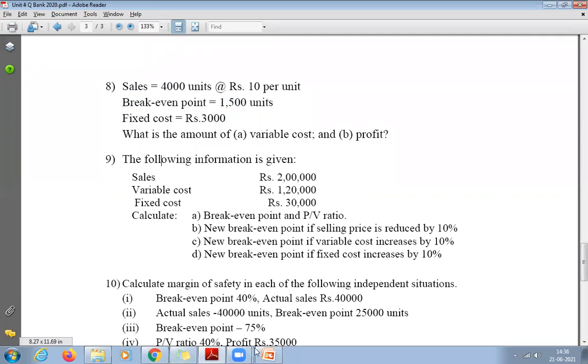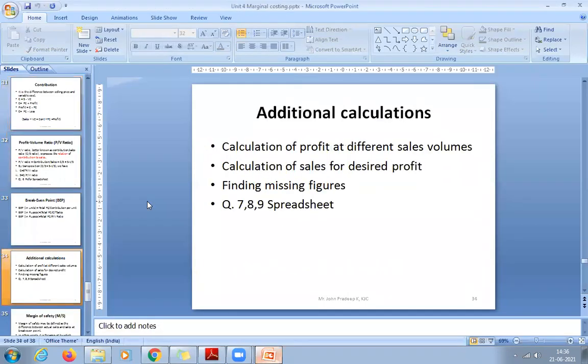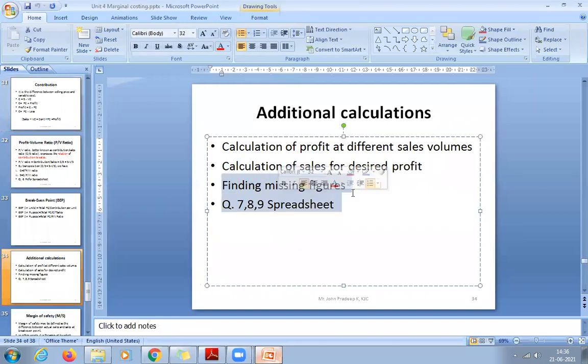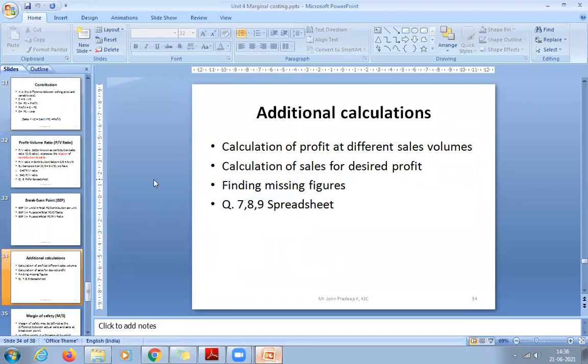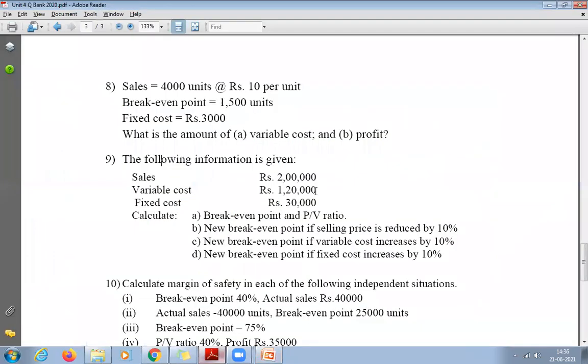Thank you, Abhirami. This question is for the next use of application of break-even point, that is finding out the missing figures. How to calculate the missing figures. In this question, he's asking us to calculate variable cost and profit. He has given us sales units as well as selling price per unit, and the break-even point we don't need to calculate directly. He has given the fixed cost 3,000. So we have to calculate variable cost.